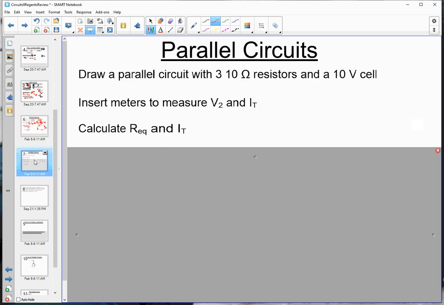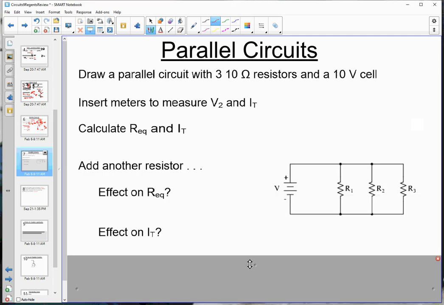All right, we'll do the same thing, but in parallel. We have 3 10-ohm resistors and a 10-volt cell, and we're going to insert meters to measure V2 and I total and calculate REQ and I total. So why don't you take a moment and go ahead and do that.